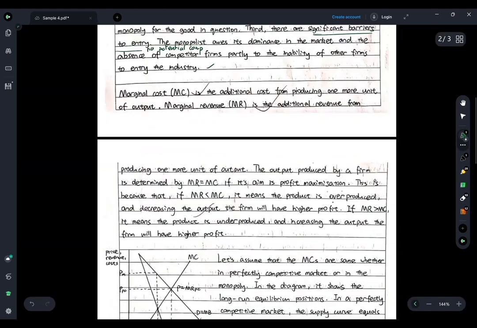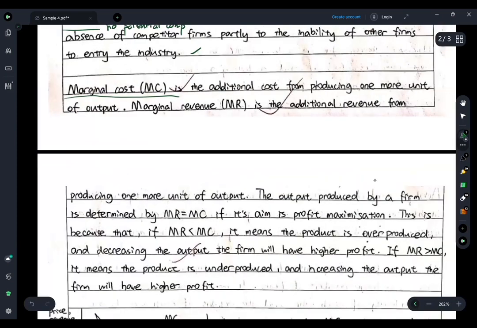Then marginal costs. The problem here is that, yes, there is this definition, but we don't really understand why a definition is here. Remember that definitions should be given when we need the keyword. So here we have the definition of MC. It's correct. We have the definition of MR. It's correct. But we don't really understand why those definitions are given here.